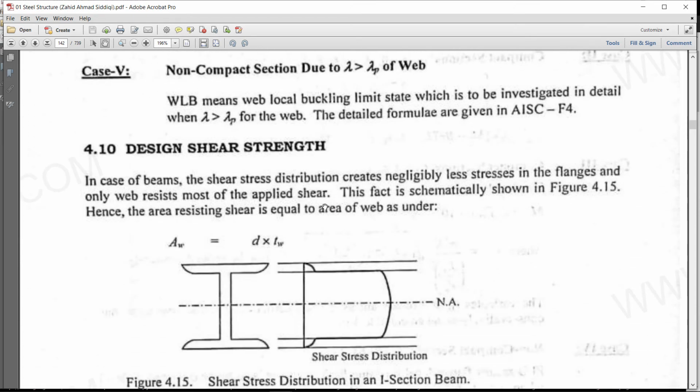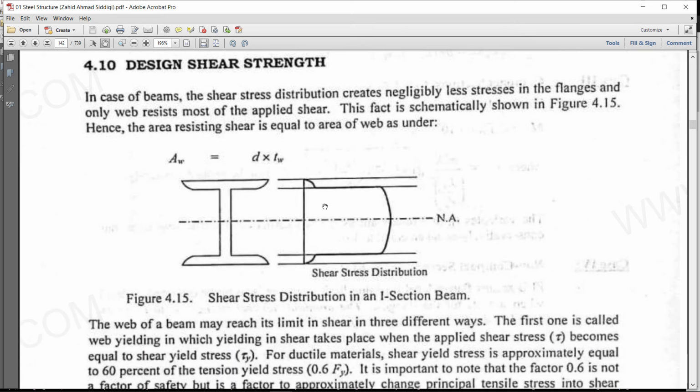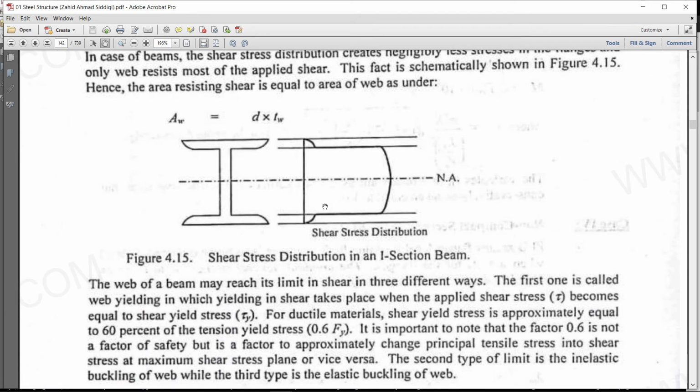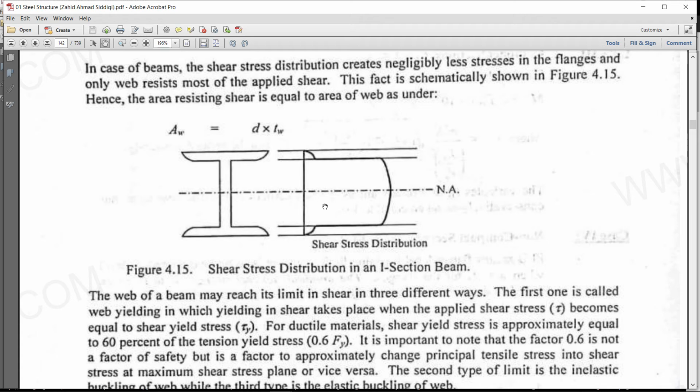Now for the shear, for the applied shear, we have to calculate the shear strength. So how will we calculate the shear strength, for example, the shear capacity against the applied shear? In the shear formula, we have to use the AW. What is AW? It is the height of the web and thickness of the web. That will be AW.